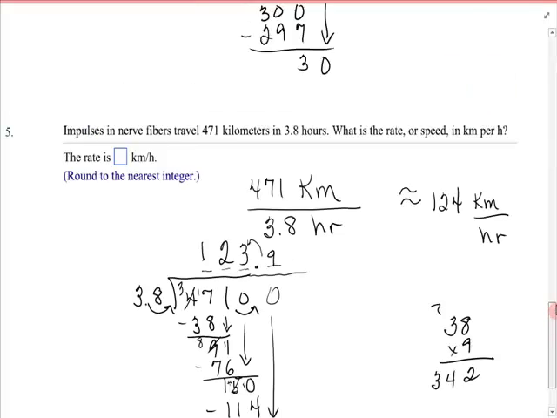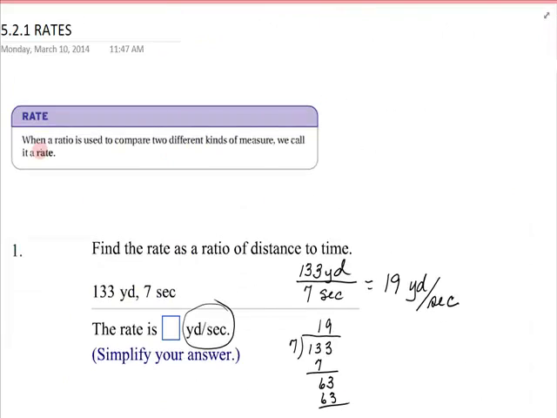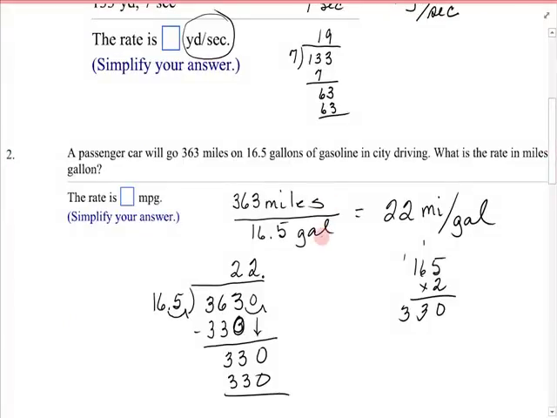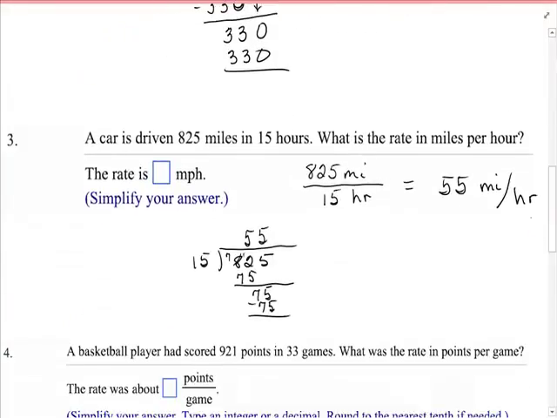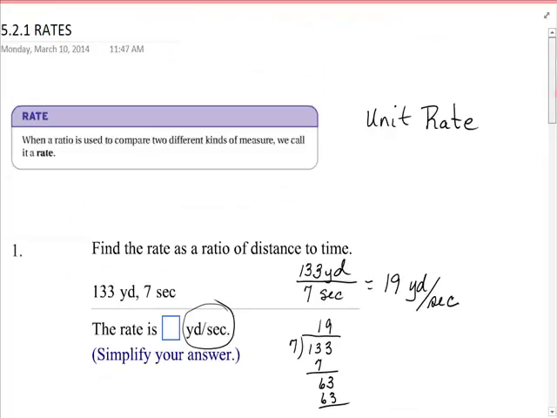So going back to the very beginning part of this lesson, when it talks about a rate, all of these rates, they're wanting to know in a form that is usually called a unit rate. And with a unit rate, you're comparing to one quantity in the bottom. So instead of 133 yards per 7 seconds, it wants to know how many yards per 1 second. How many miles per 1 gallon? How many miles per 1 hour? And so that's why I did my division on each one of these.